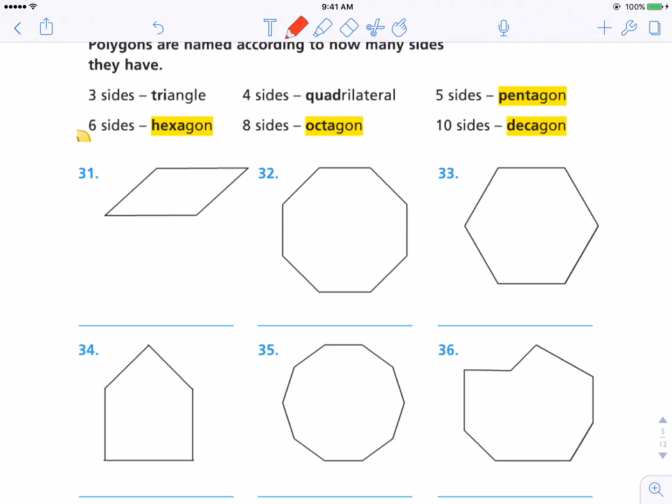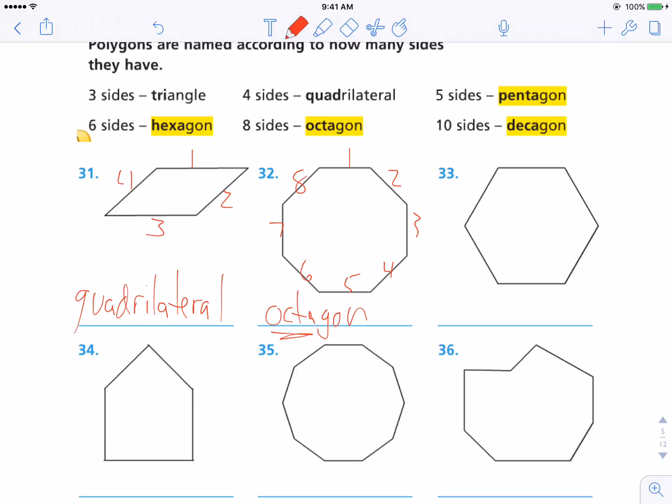Number 31 is a quadrilateral because it has 4 sides, 1, 2, 3, 4. Number 32 is an octagon, and it has 8 sides, 1, 2, 3, 4, 5, 6, 7, 8. A way to remember octagon is octopus. Octopuses have 8 tentacles, just like the octagon has 8 sides.